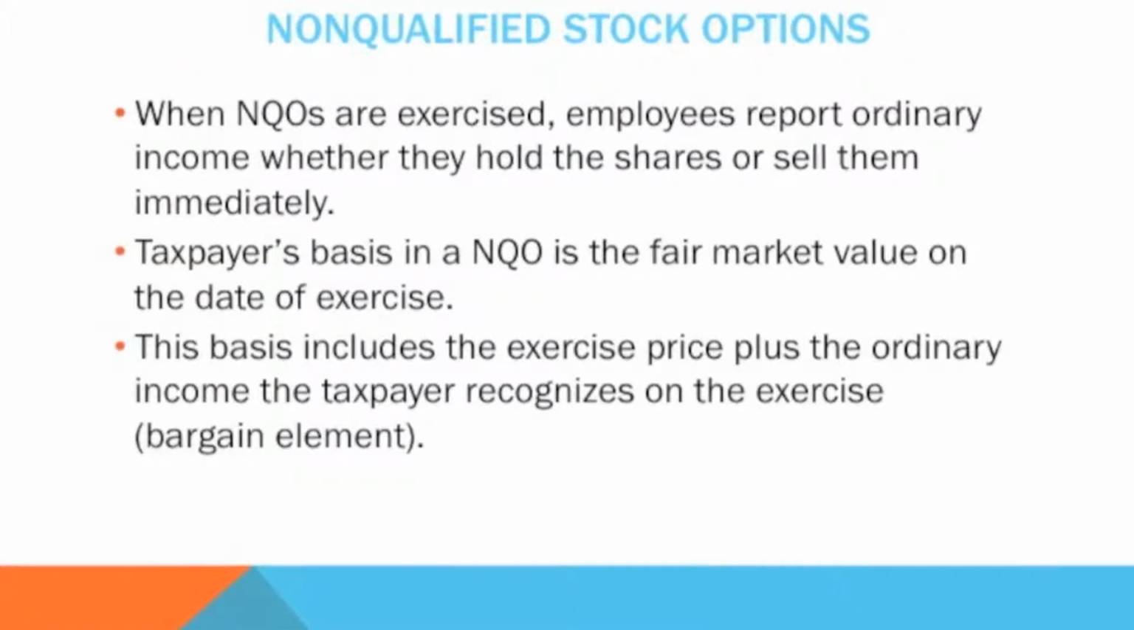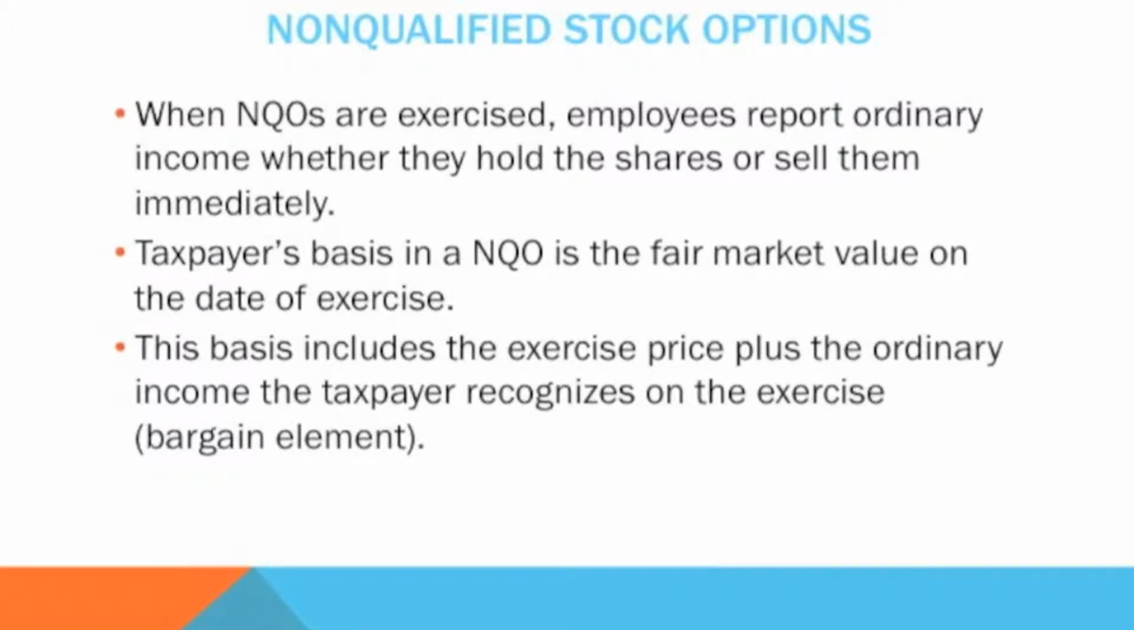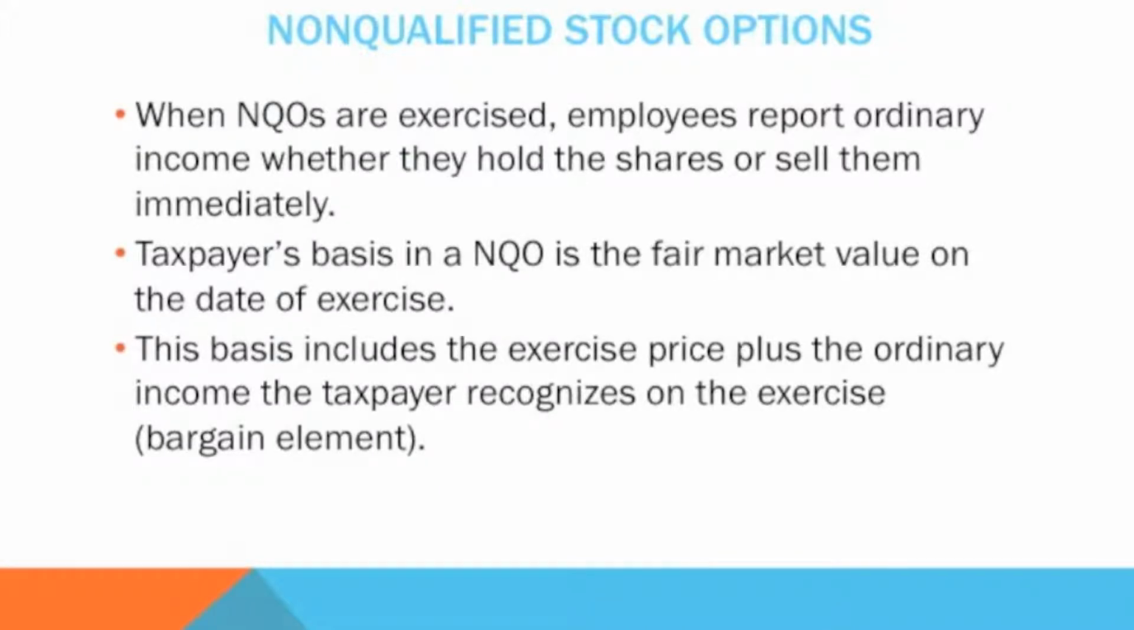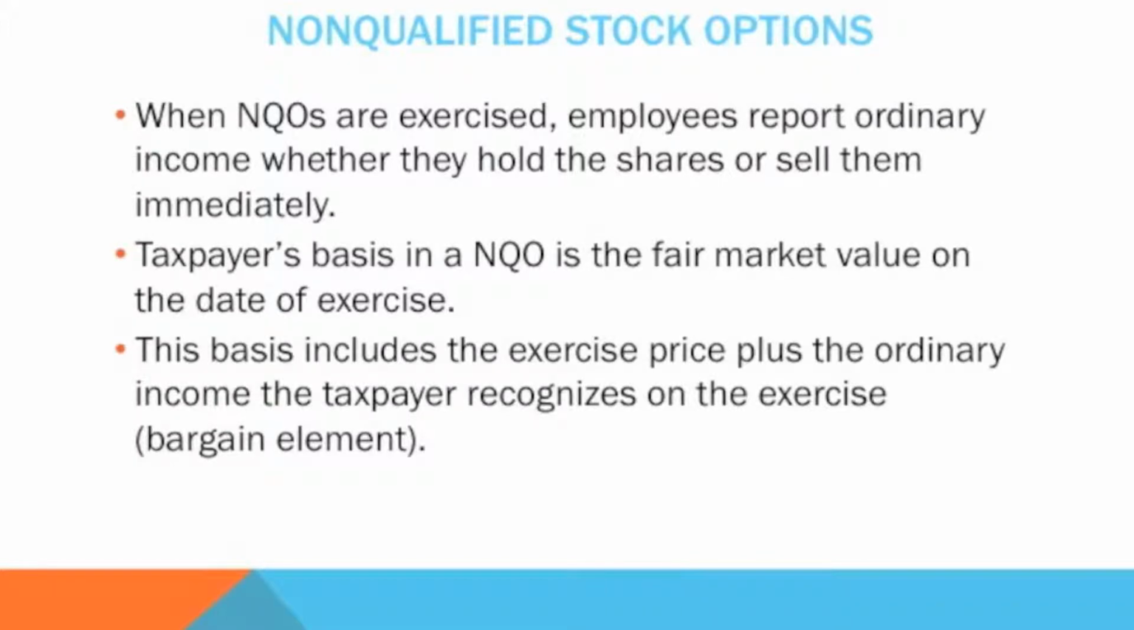When non-qualified stock options are exercised, employees report ordinary income equal to the total bargain element on the shares of stock acquired, as if they were sold, whether they hold the shares or sell them immediately. A taxpayer's basis in non-qualified options acquired is the market value on the date of exercise. So the basis includes the exercise price plus the ordinary income, which the taxpayer recognizes on the exercise date.